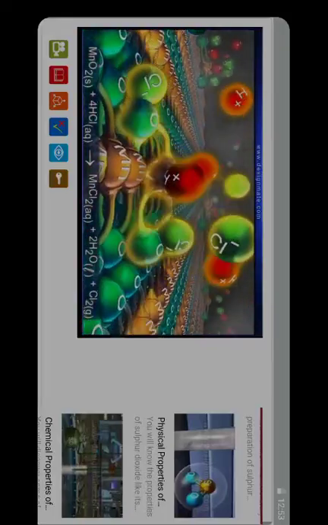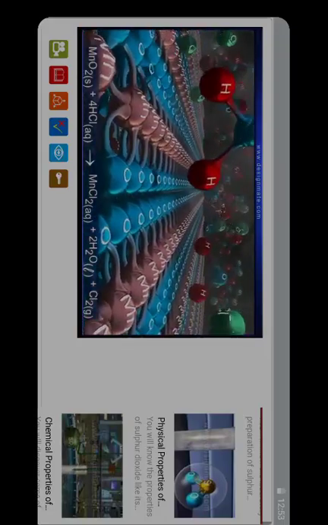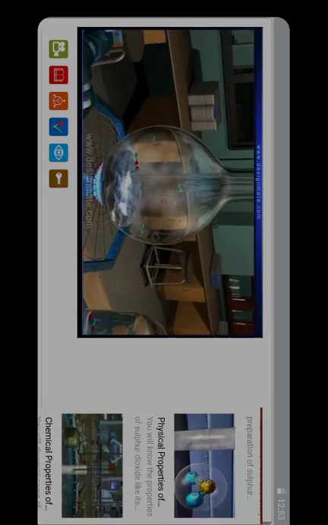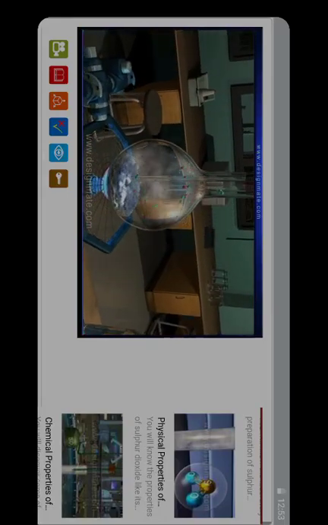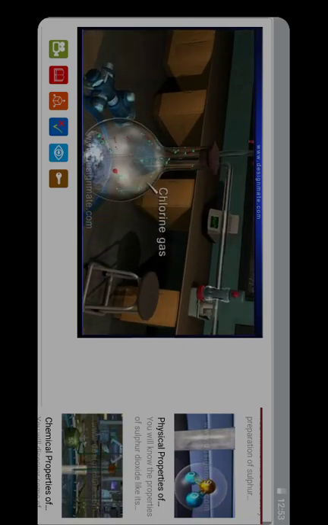Manganese dioxide reacts with the hydrochloric acid to give manganese chloride along with water and chlorine gas. The reaction proceeds with a brisk effervescence, frothing, and chlorine gas is liberated. This liberated chlorine gas is not pure.